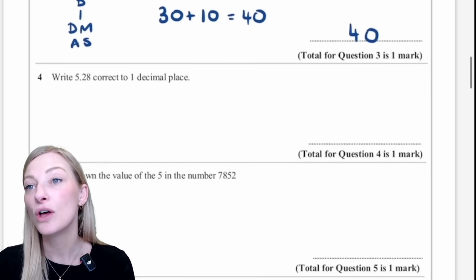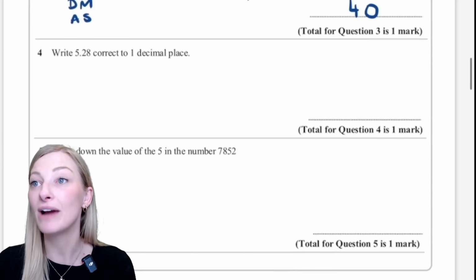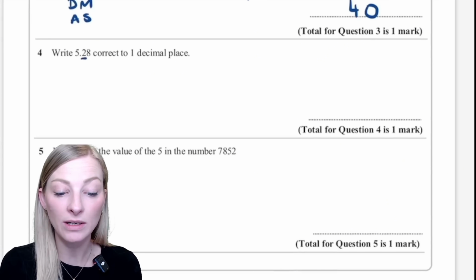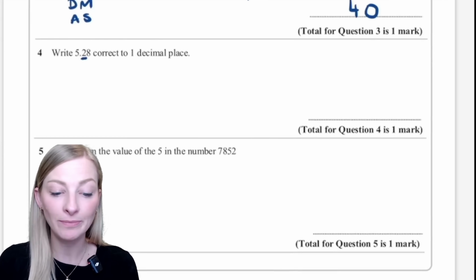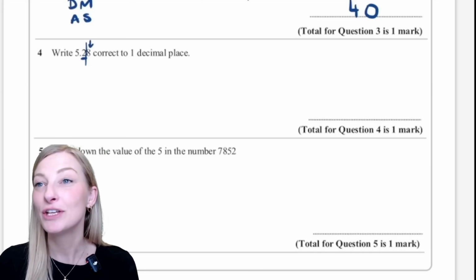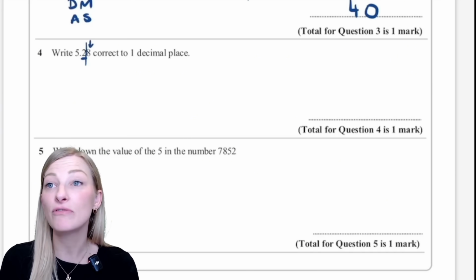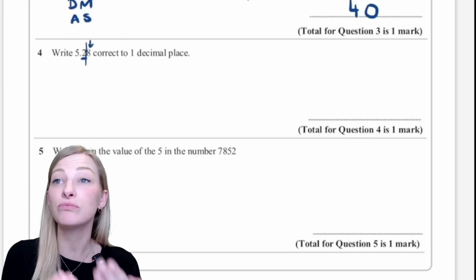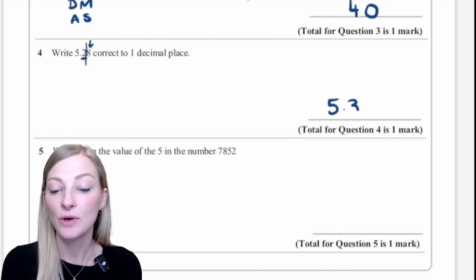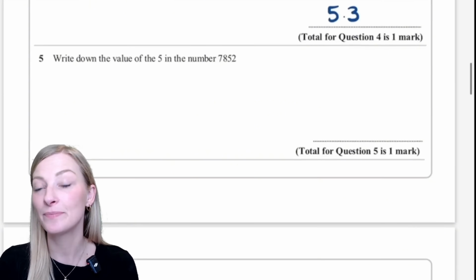Question number 4, write 5.28 correct to 1 decimal place. 1 decimal place means 1 number after the decimal point. We're then going to chop there, check the next number. So because it's an 8, 5 and above rounds up. So that 8 tells me to round the 2 up to a 3. So 5.3 would be our answer there.